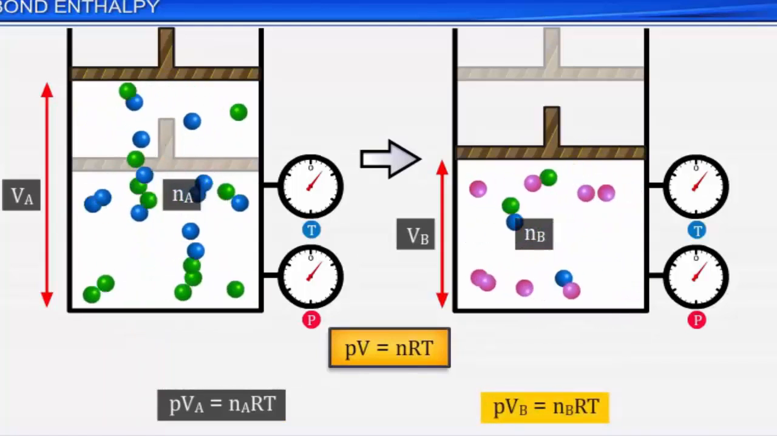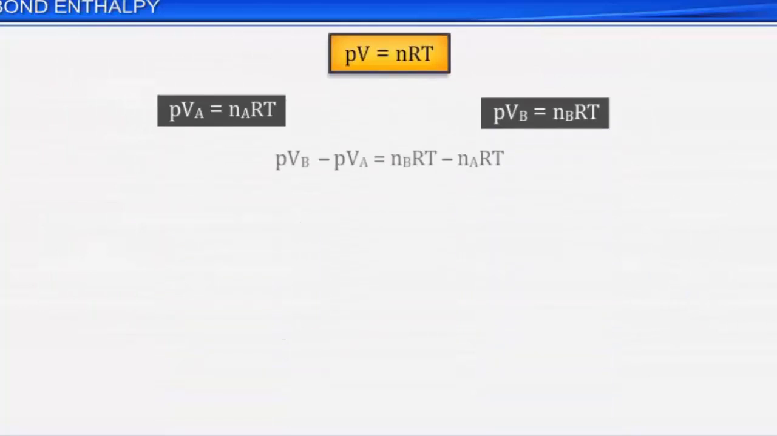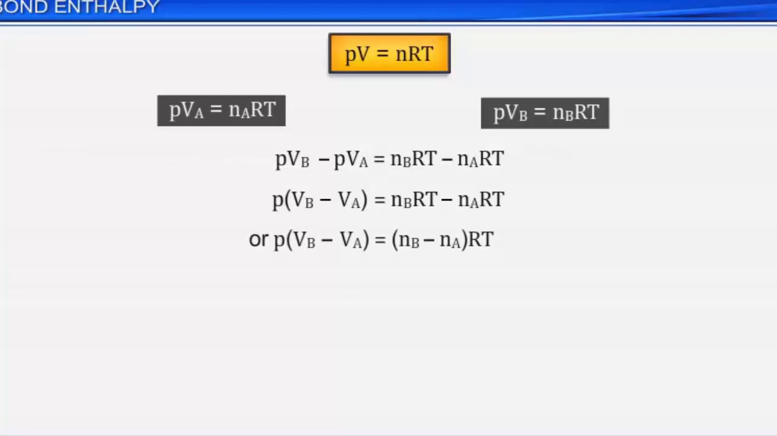Thus, PVB minus PVA equals nBRT minus nART, or P(VB minus VA) equals (nB minus nA)RT. That is, pressure P multiplied by change in volume, ΔV, equals change in number of moles of gas, Δn g, times RT. Note that Δn g is the number of moles of gaseous products minus the number of moles of gaseous reactants.